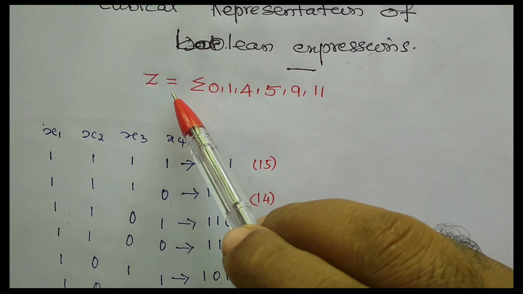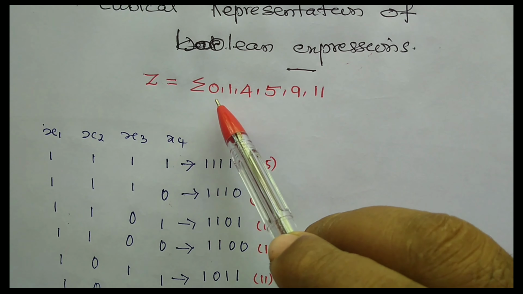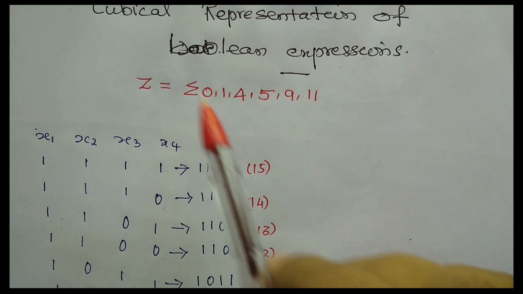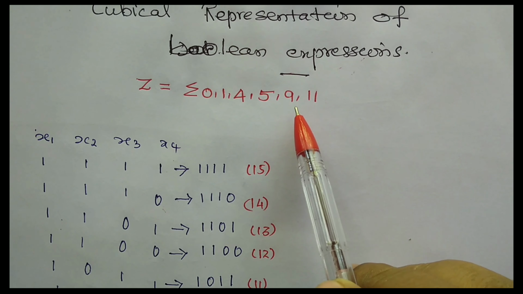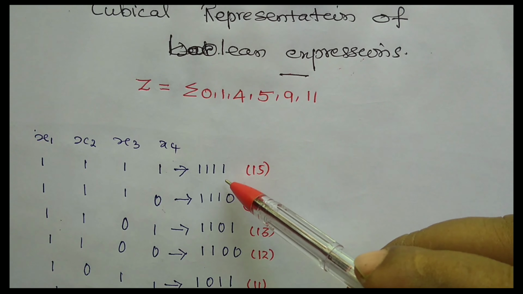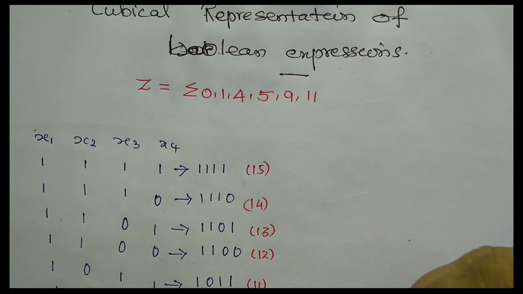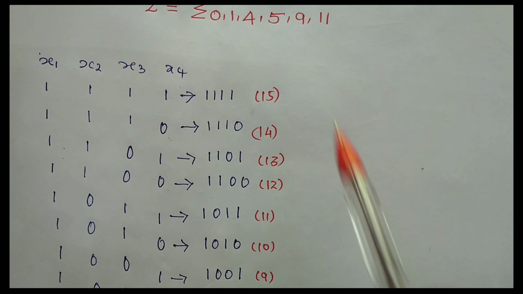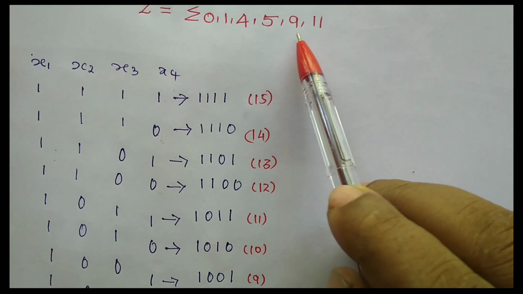For example, we take z is equal to summation 0, 1, 4, 5, 9, 11. So, if the question is in this form of numbers, first we have to find the corresponding values. For that, here total 0, 1, 4, 5, 9, 11.